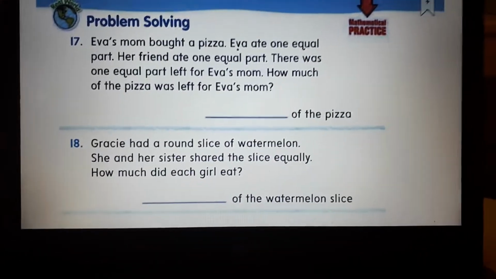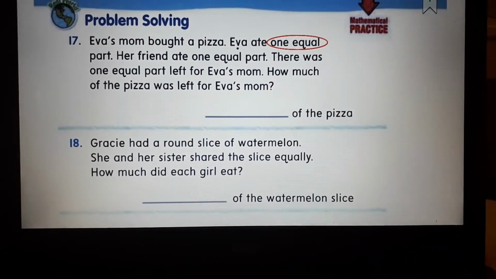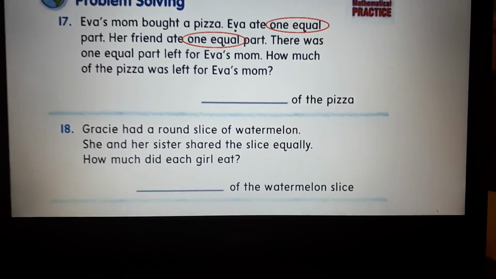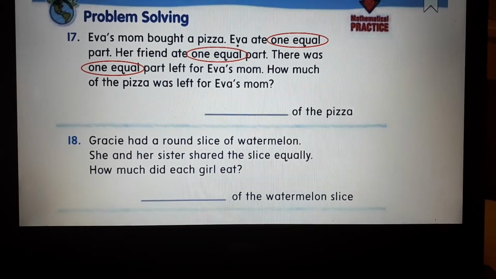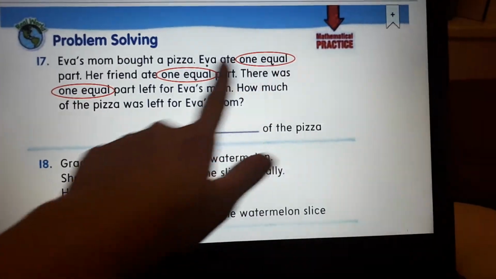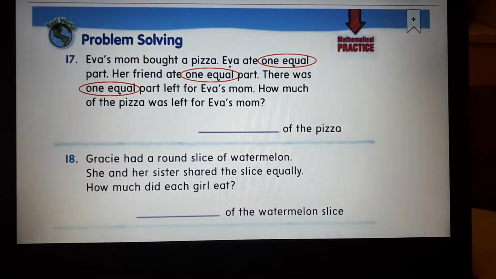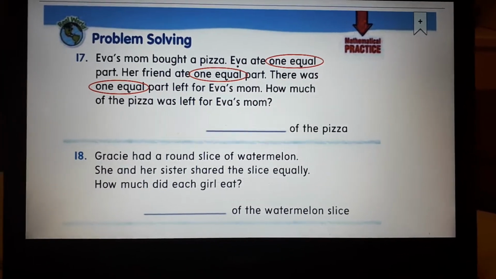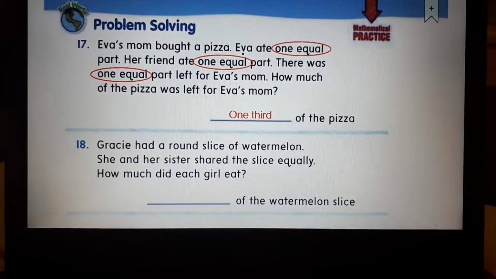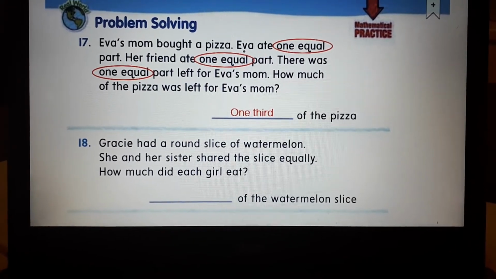Eva's mom bought a pizza. Eva ate one equal part. Her friend ate another one equal part. There was one equal part left for Eva's mom. So how many equal parts do I have here? One, two, three. I have three equal parts. So how much of the pizza was left for Eva's mom? One third. Great job.